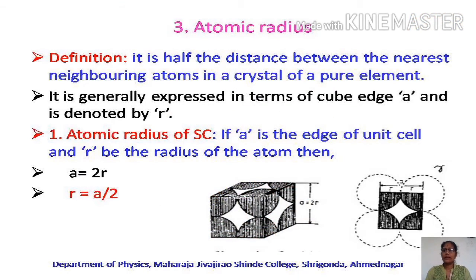What is atomic radius? When I ask to define an atomic radius, its answer will come out as the radius of an atom. It is also correct. But when we are dealing with crystallography, then one has to express the atomic radius R in terms of the lattice parameter, that is A.